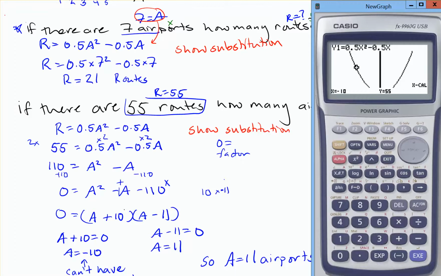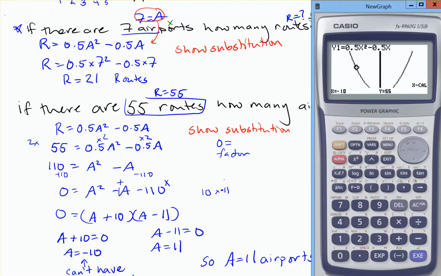But it doesn't make sense in the context of an airport because you wouldn't have negative 10 airports. But if you're using a parabola and you see a lot of the graph, it's going to just start with the first one that it can find. And in this case, it's the negative solution, which doesn't help us. But it's easy to get to the positive solution if there's more than one.